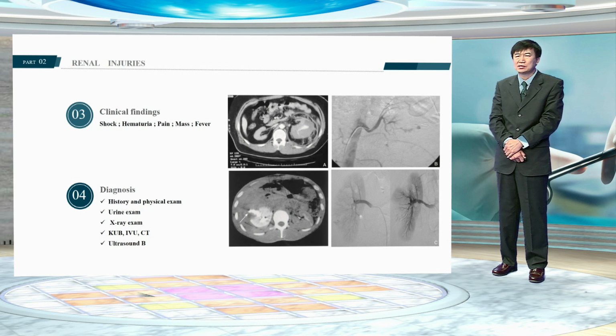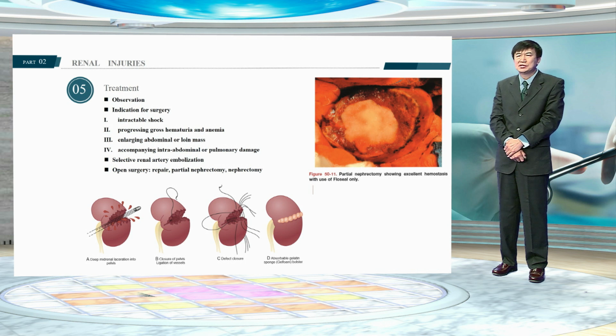MRI is not usually used for the diagnosis of renal injury. Conservative management is the standard of care in hemodynamically stable patients, including strict bed rest until gross hematuria disappearance, surveillance of vital signs, abdominal mass, hematuria, hematocrit, blood transfusion, hydration, maintenance of electrolyte equilibrium and urine volume, prophylactic antibiotics, analgesic, sedative, and hemostatic agents.